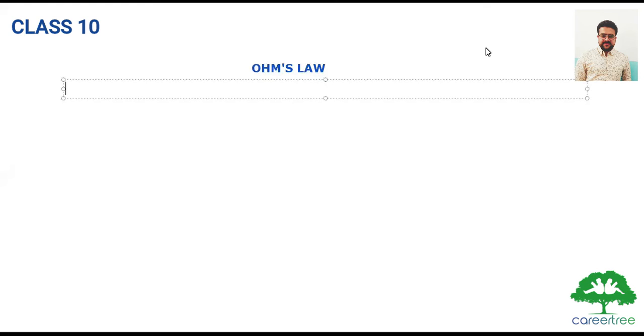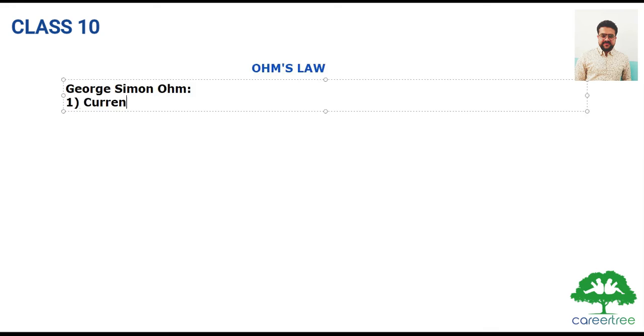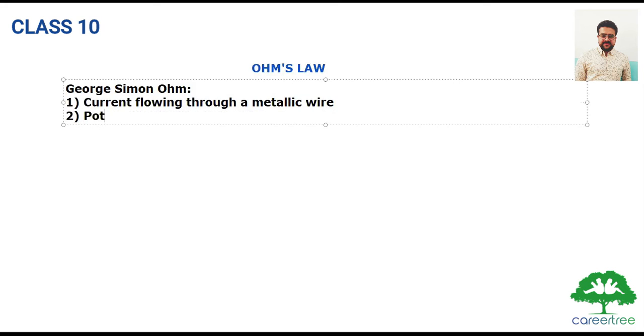Today we will be studying the topic Ohm's Law. There was a German physicist in 1827 named Georg Simon Ohm, who, while doing experiments, defined a relation between, first, the current flowing through a metallic wire, and second, the potential difference across the ends of the metallic wire.